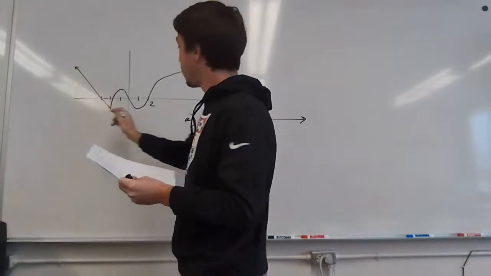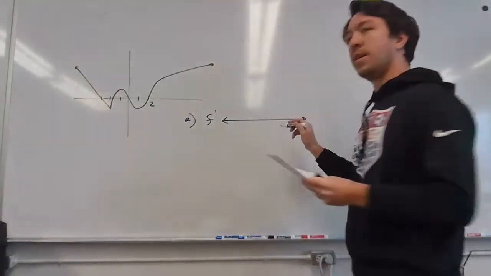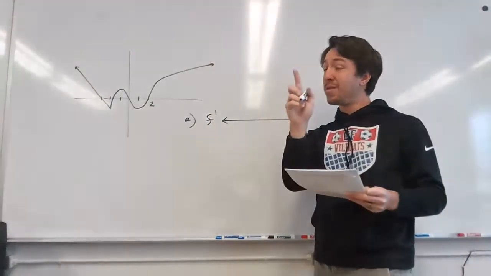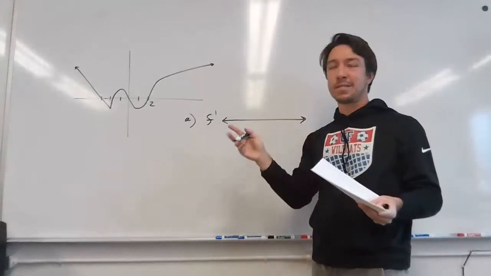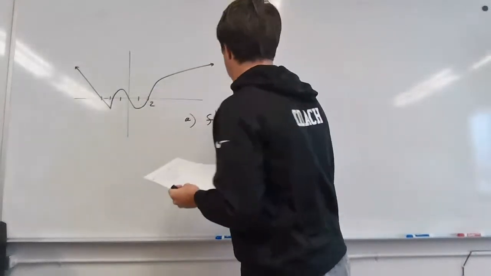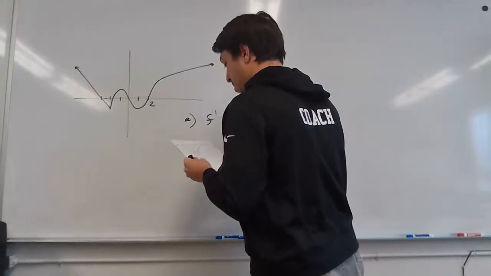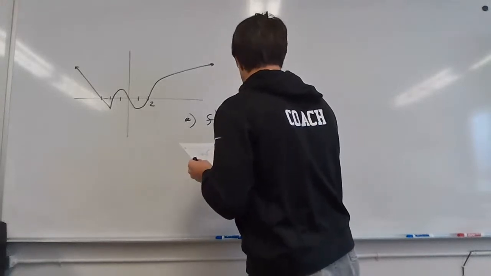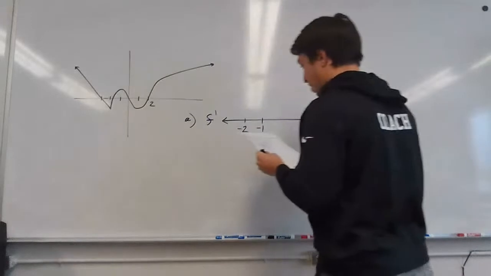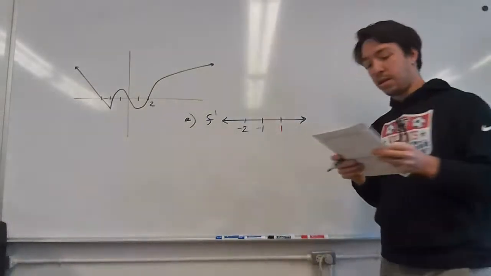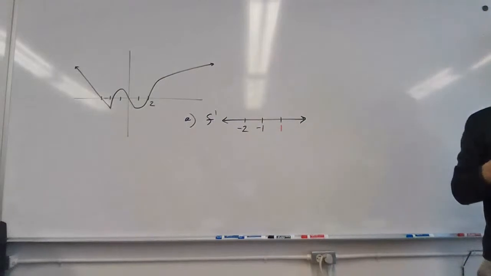No, it's pointy. So on this number line, you're going to put every x value where the derivative is 0 or does not exist. For this graph, it's going to be -2, -1, +1, and that's it. Did I get them all?